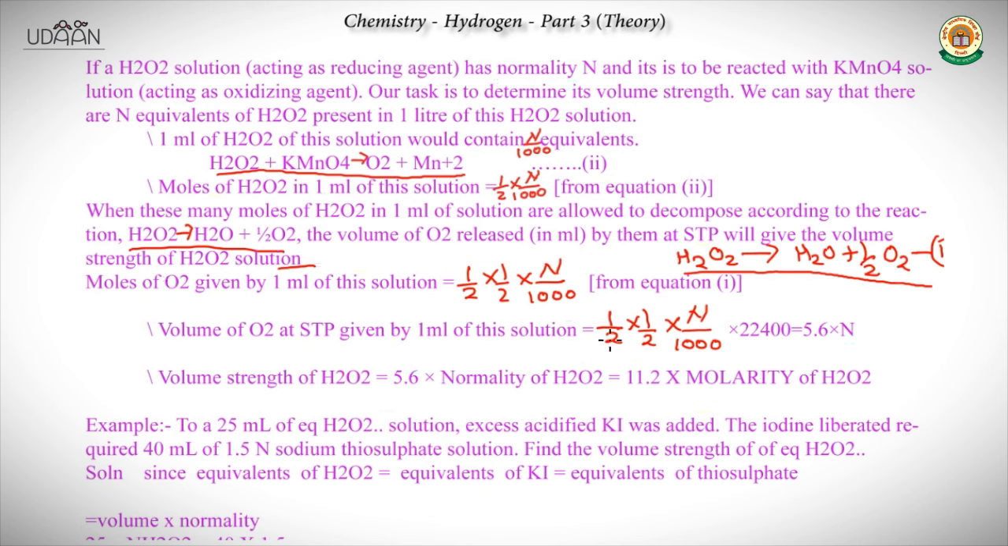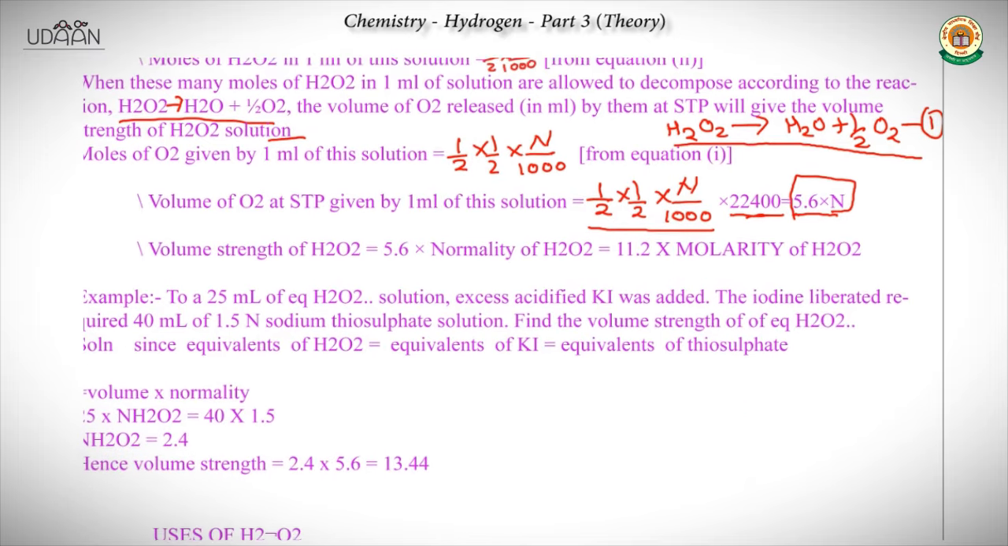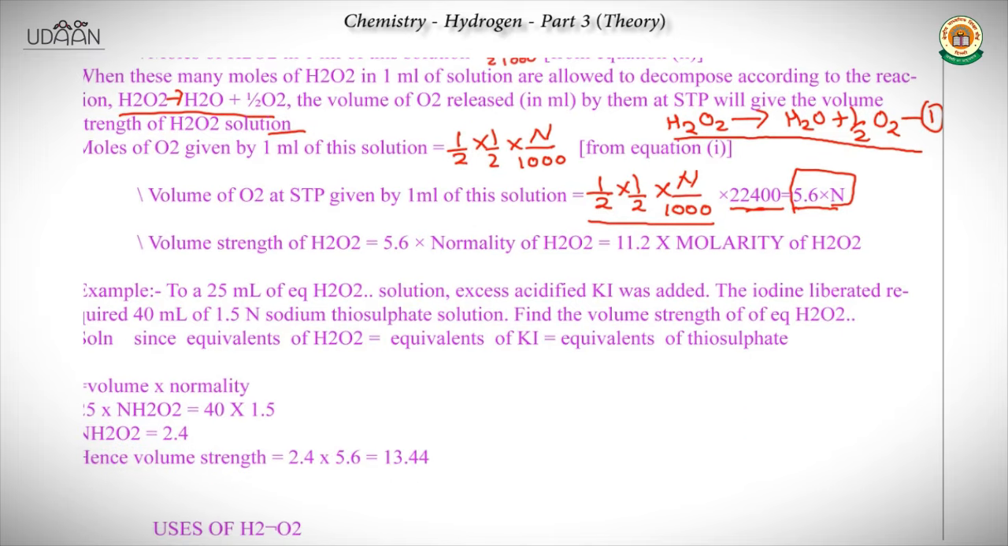Now from here we can calculate the volume. Since at STP 1 mole of a gas has 22400 ml of volume, these are the moles and this is the volume of 1 mole. So we will have the volume as 5.6 into N. The volume of O2 produced is 5.6 N. So we can use this formula directly in questions. N is the normality, as stated above.